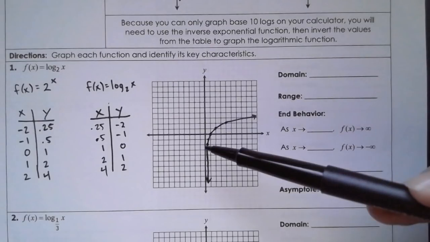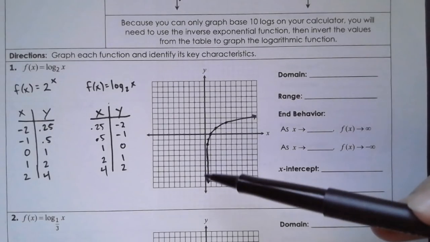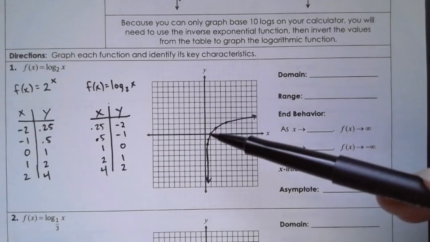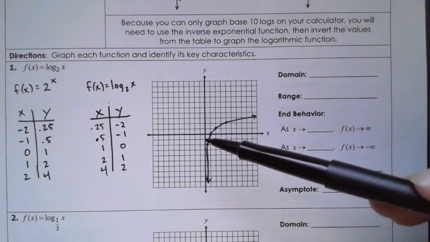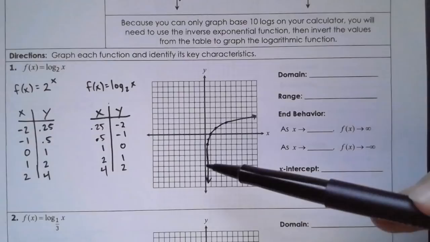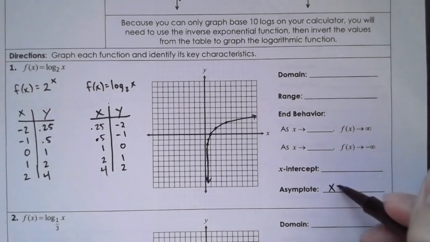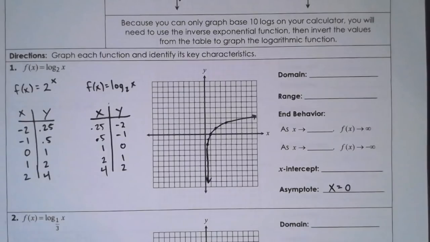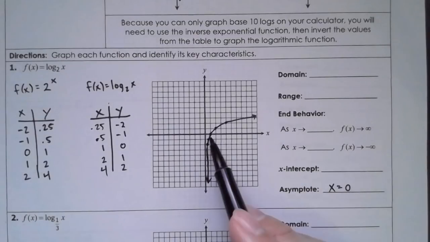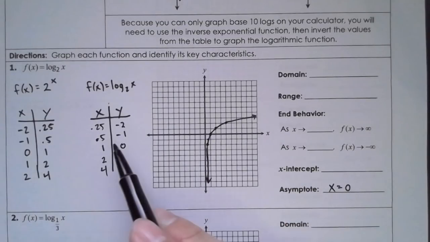And again, you're going to get closer and closer to 0, but never actually get there. So x is equal to 0, that's my asymptote. My x-intercept, you can see that I didn't cross my y-axis, but I do have an x-intercept right here. And if you look at my table, it's 1, 0.